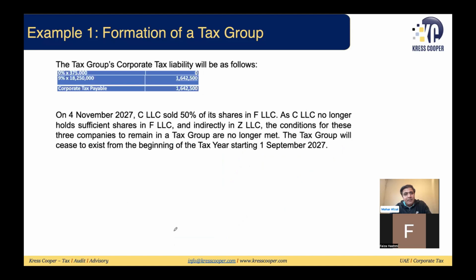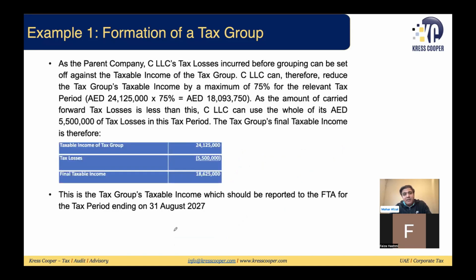24.125 million. So out of this, as a parent company, taxable losses incurred before grouping can be offset maximum up to 75%. We have already discussed two conditions: 75% of the taxable income of the group. Then the second condition is the relevant subsidiary has the income as well. So this is the total taxable income of the group. Up to 75% of the taxable income of the group is 18. So the maximum losses we can reverse is 18,093,750, provided the relevant subsidiary has the income as well.